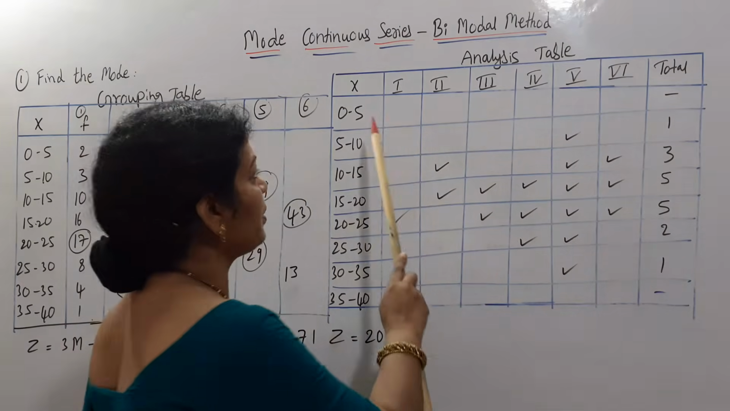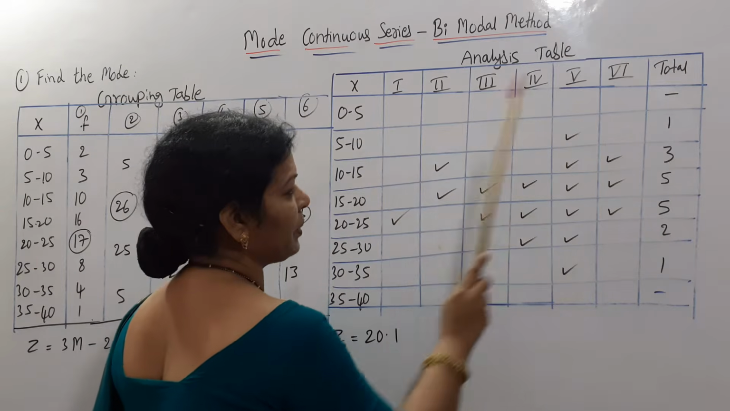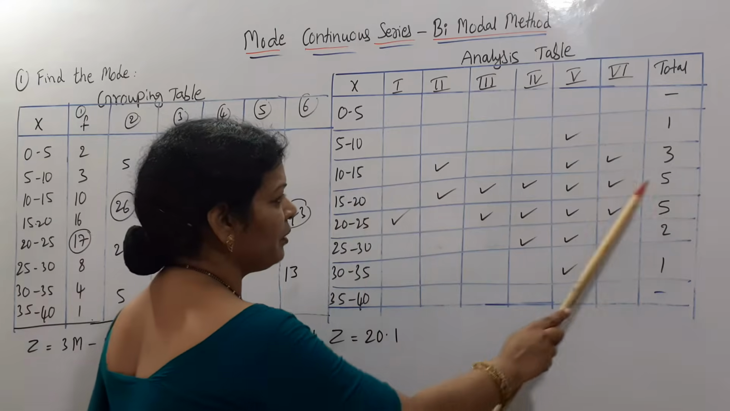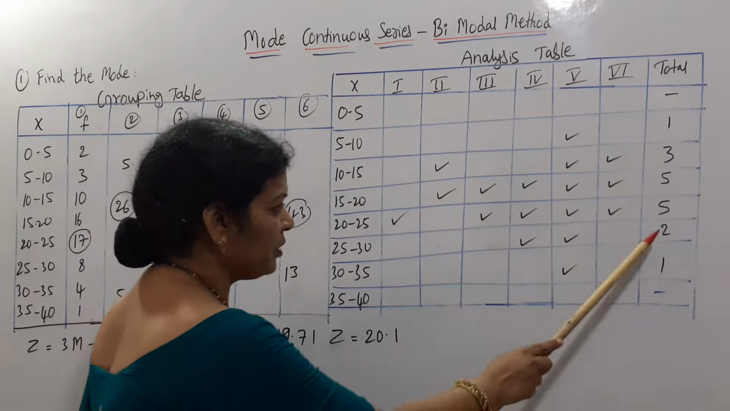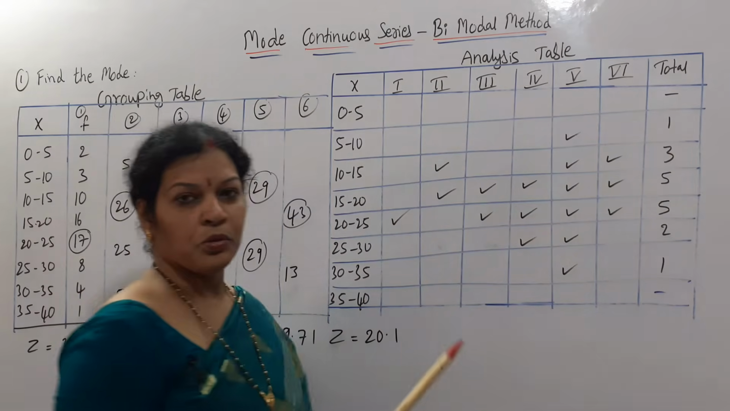Now, let us total everything. First column, nothing is there. Second one, 5 to 10, 1 point. 10 to 15, 3 points. 15 to 20, 5 points. 20 to 25, 5 points. 25 to 30, 2 points. 30 to 35, 1 point. So like this you got the total, okay.